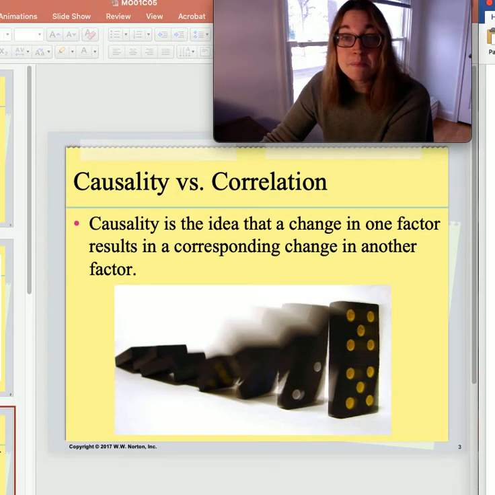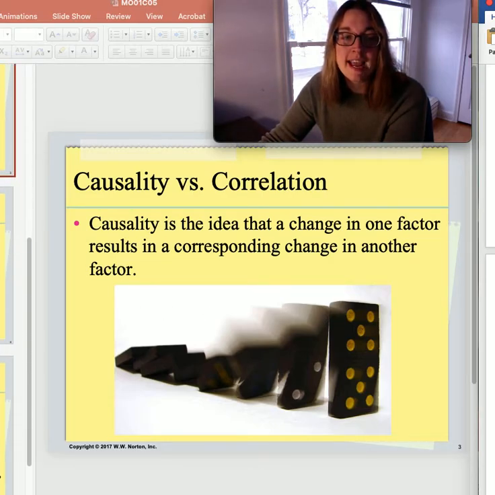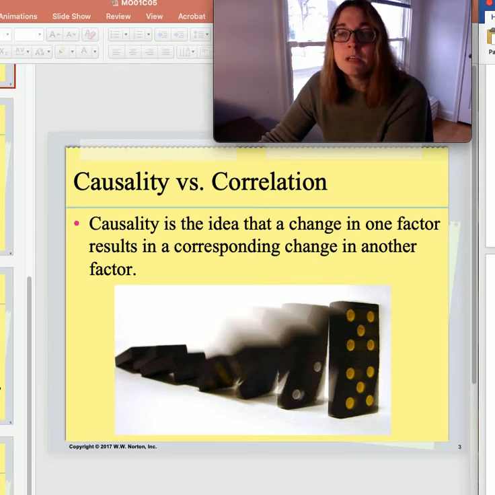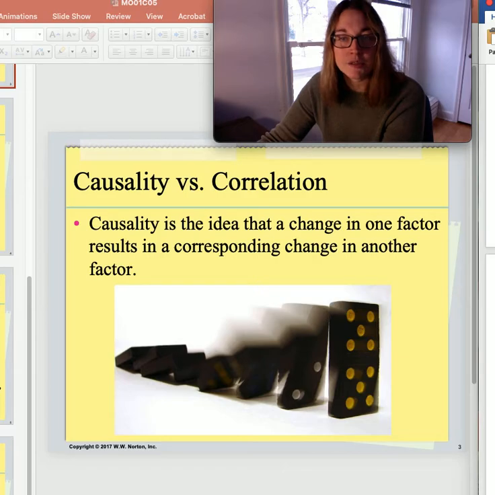The big thing when it comes to research is determining causality. What causes a problem in society? Cause is simply put just a change in one factor that results in a corresponding change in another factor. Now, this seems like a really simple question to answer, but people tend to mix up causality and correlation and often come to incorrect conclusions.